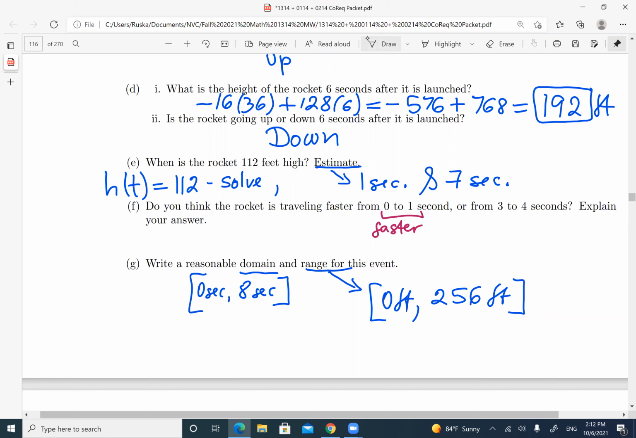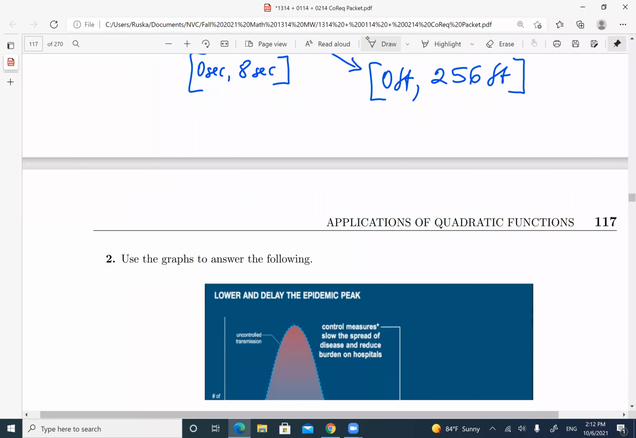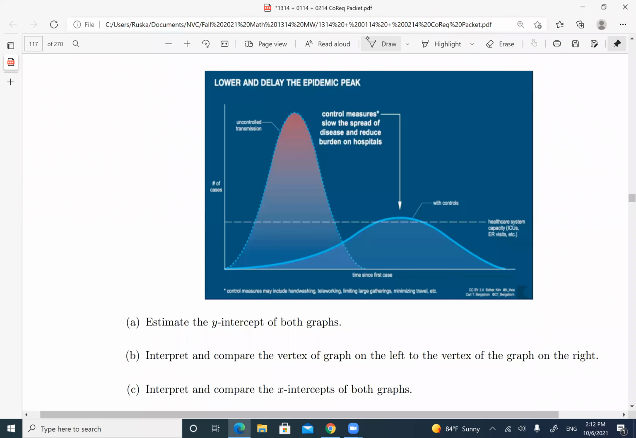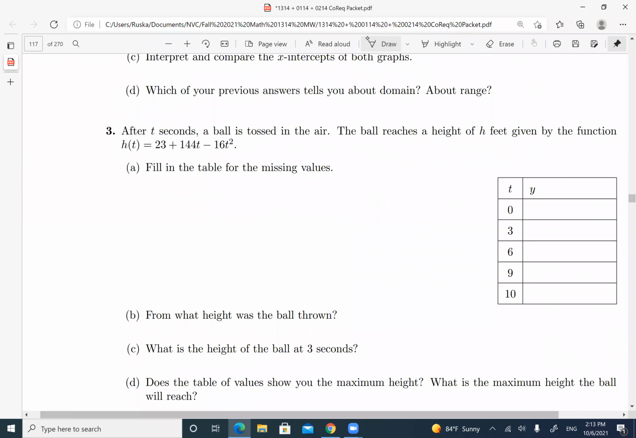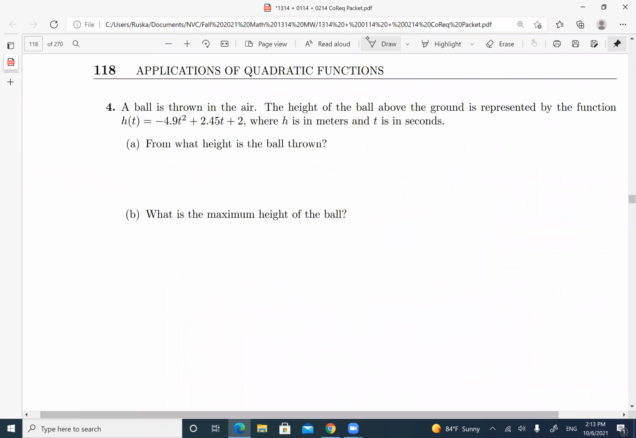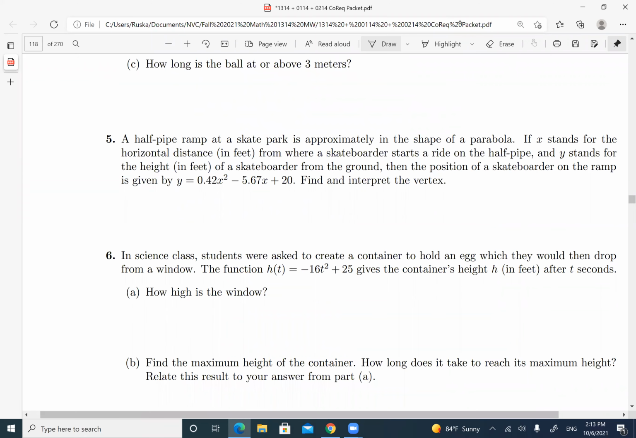Okay, so all these questions, that's how you're going to solve them. Now I'm going to put you in groups to solve some more applications, and they're pretty much the same questions. And then you're going to discuss it.